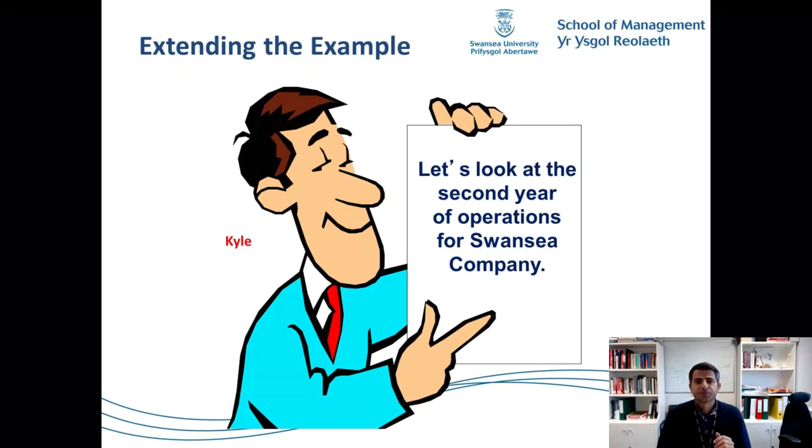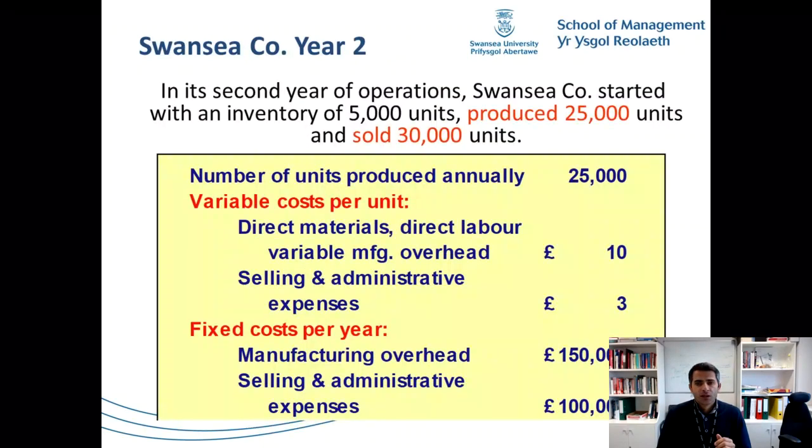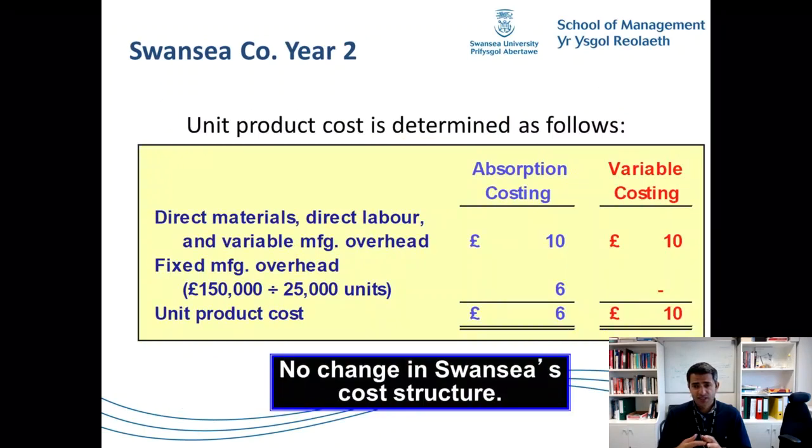Now, let's have a look here. In year two, what happened? They started with beginning inventory of 5,000 units. Of course, you know this because they left closing inventory at the end of year one, and this will be the beginning inventory of year two. They produced 25,000 units, but they sold 30,000 units. The same figures are available here, like last year, and there is no change in the structure.